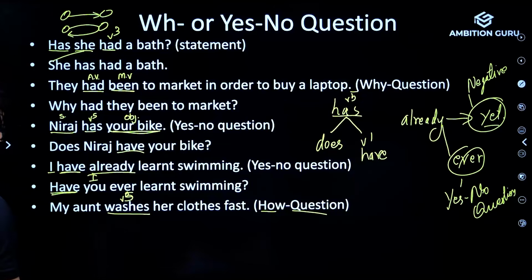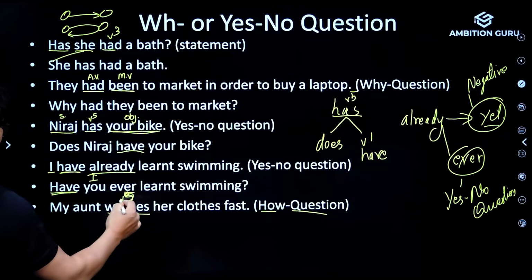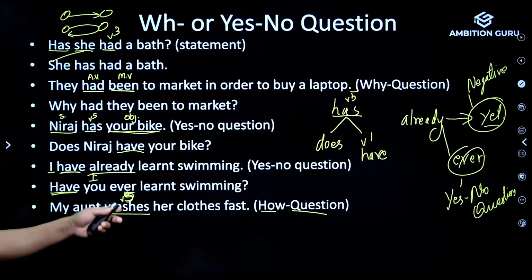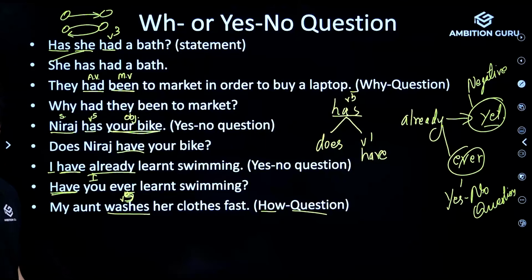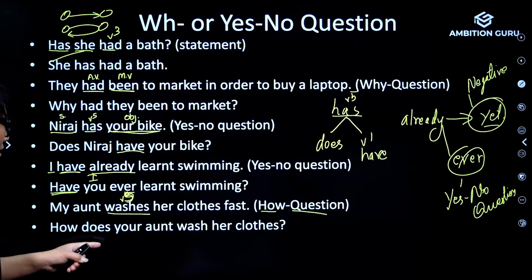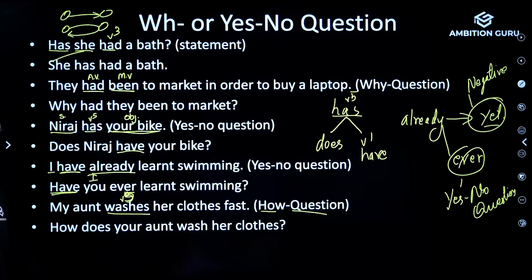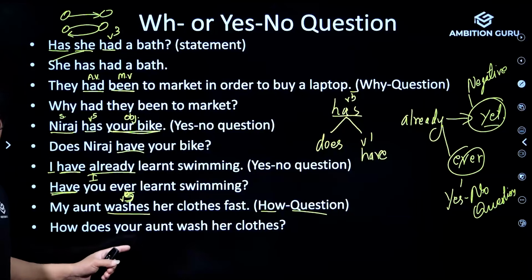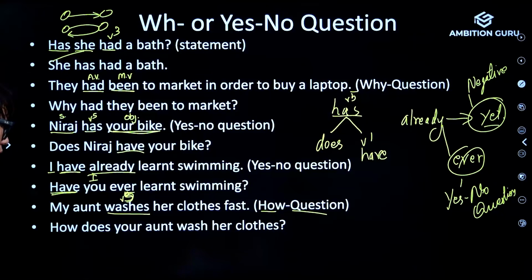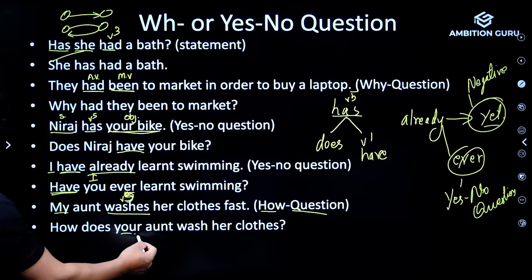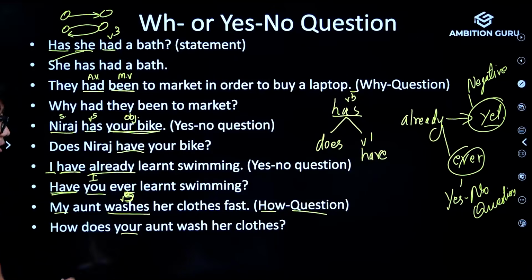Sorry, this is a verb 1. Oh, I wrote verb 2 here. This is verb 1. Sorry, it's my bad. My aunt washes her clothes fast. So the answer is: how does your aunt wash her clothes? I told you most of the time my changes into your, I changes into you.